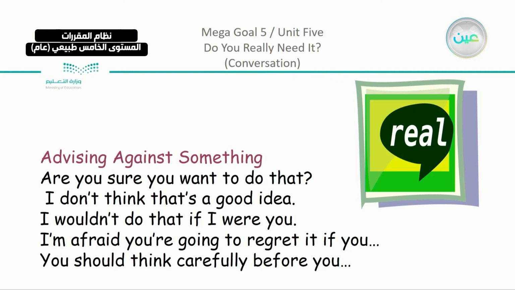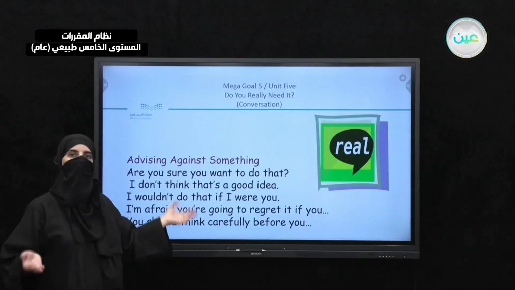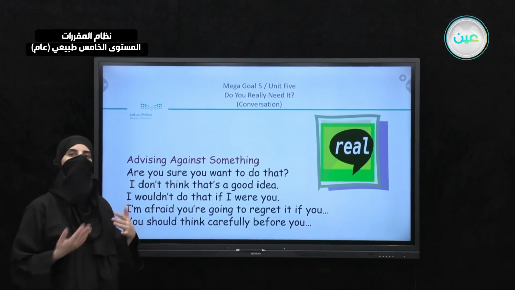I'm afraid you're going to regret it if. Here, there's a kind of idea to think about the future and what the consequences are, or if someone may regret something or not. The last one, you should think carefully before you do this. This is a direct advice. So these phrases are all used to advise against something, any kind of idea. And note that the four phrases that we used for real talk, some are phrases, some are not, are also in the conversation between Amal and Farah.